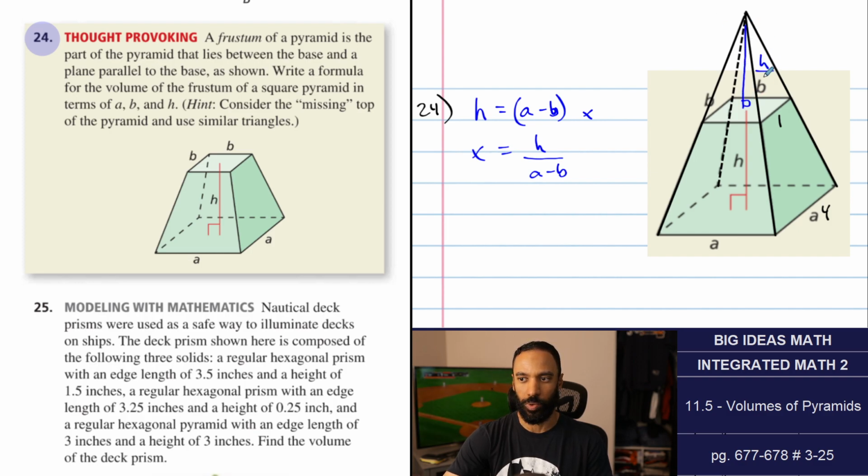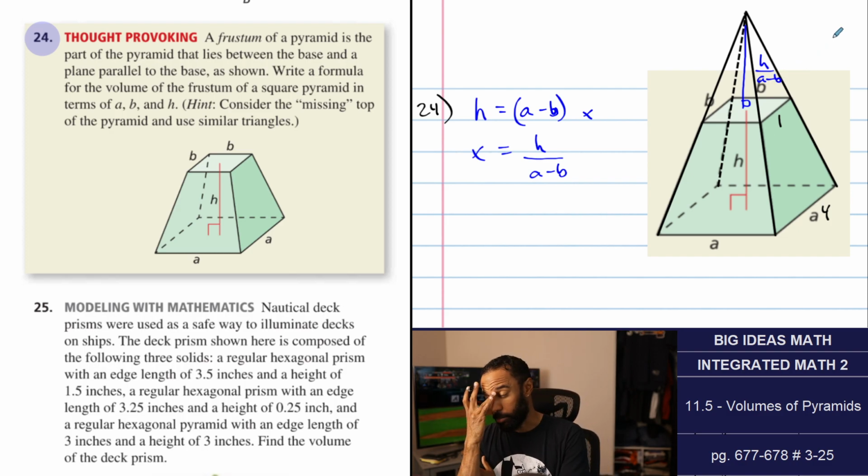I'm screwing this one up in terms of thought, and I don't know. This is very thought-provoking. My mind just isn't in the right space for that. But it should be. Okay, so a minus b times larger.